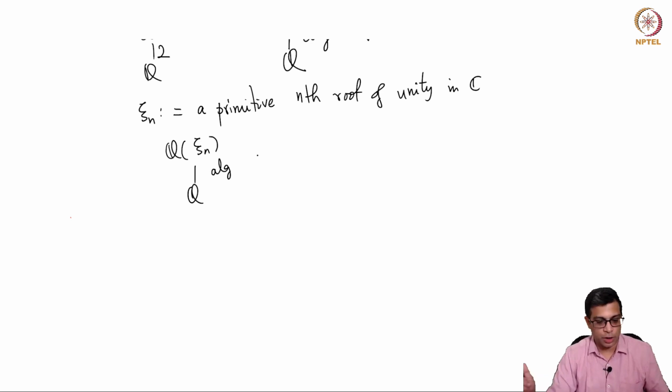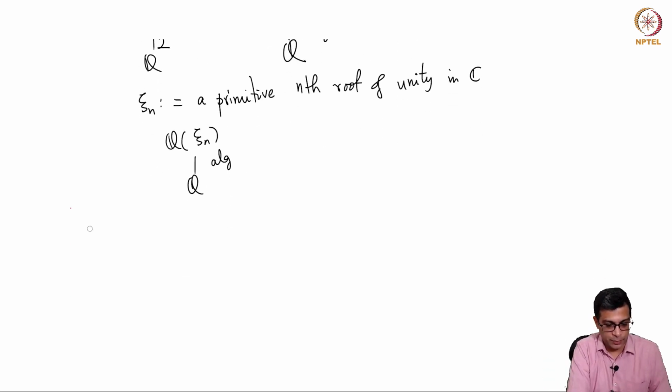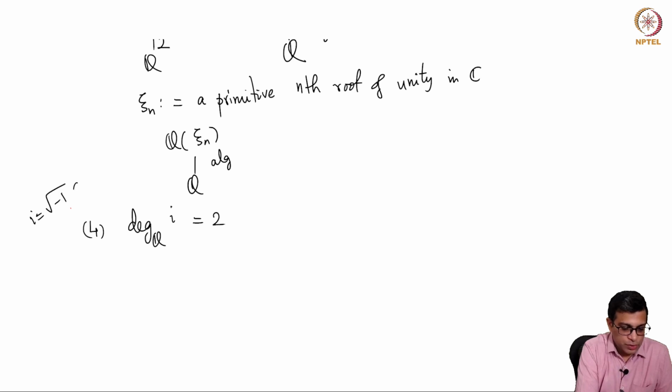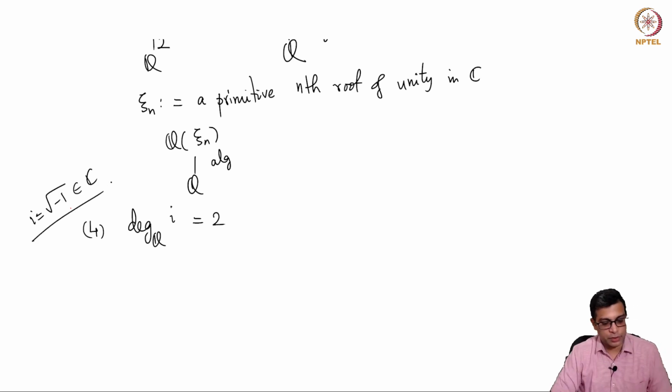Okay, so now let's talk about degrees of some specific elements. So I'm going to recall what is the degree of i over Q, i being the square root of minus 1, one of the complex square roots of minus 1.